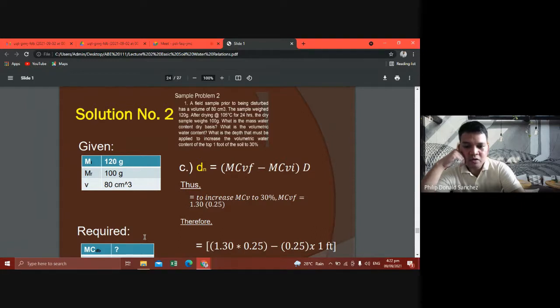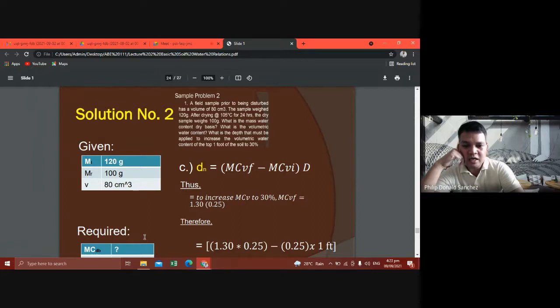That is your MCBF minus MCBI. And then the value of D is 1 foot, no? So that's the value of your 1 foot of soil content. So that's what we call the depth of root zone, all right?